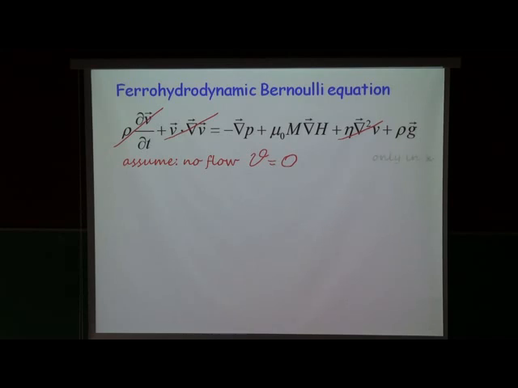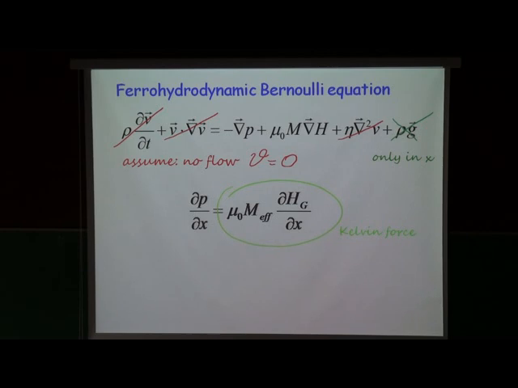And now we say that we are looking only at the dependence of the quantities in the x direction. We can also neglect this term, and what remains is a pressure drop. It should be proportional to some effective magnetization, and this is the derivative of the magnetic field as a function of x. This is the so-called Kelvin force.